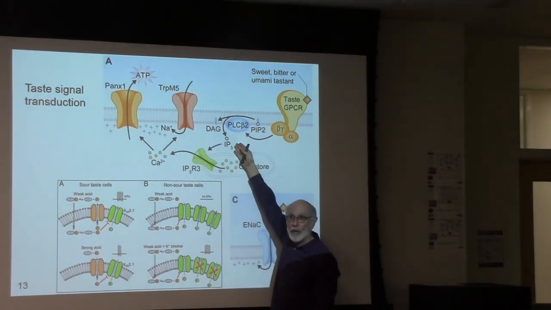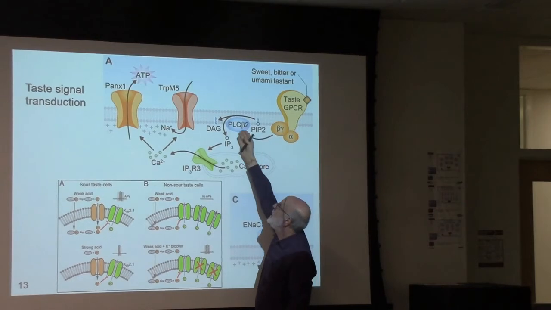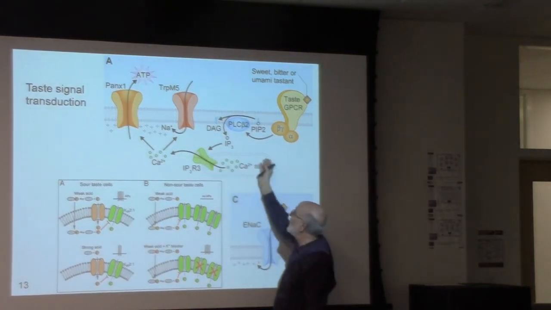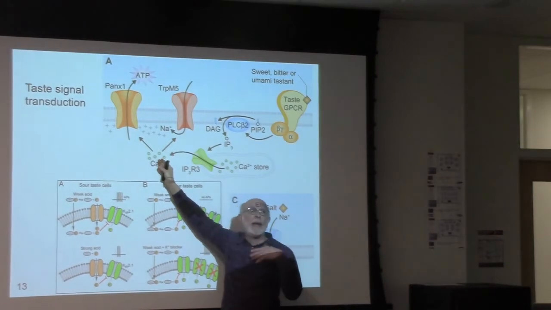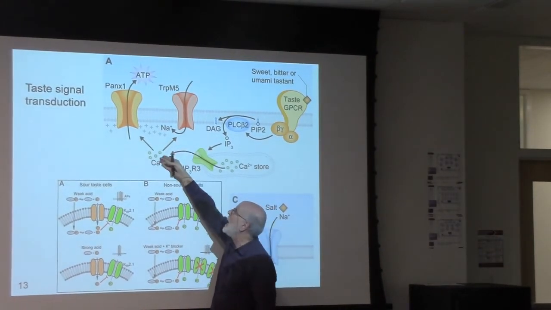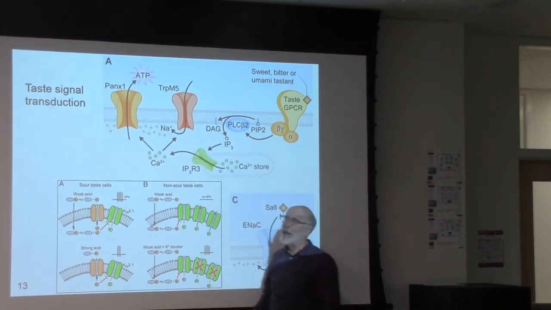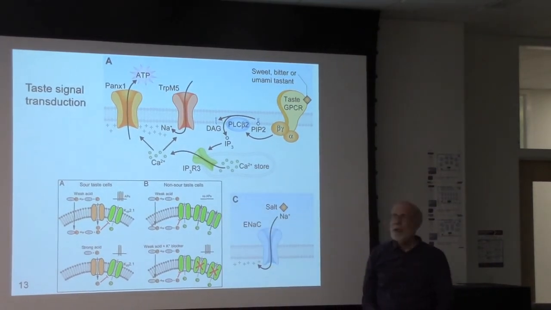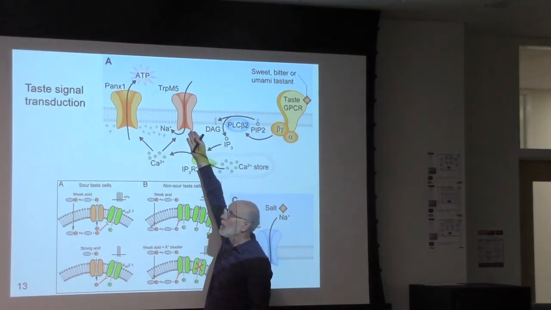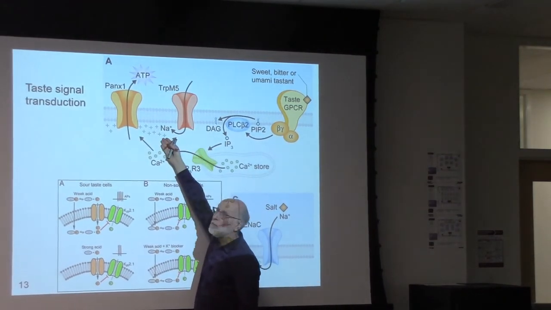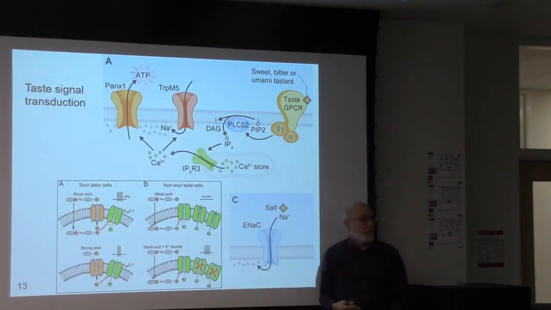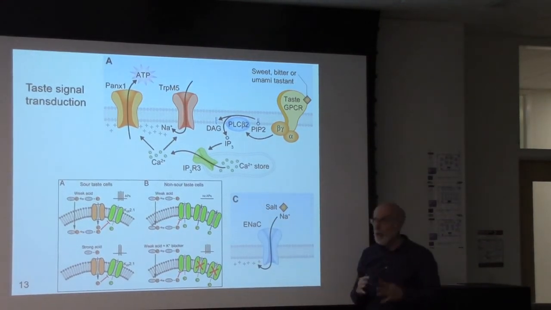So the Gq story: phospholipase C, diacylglycerol and IP3, the IP3 receptor activated in the endoplasmic reticulum, calcium release, and now the new stuff. We're not talking about PKC here. We talk about calcium-activated channels. Calcium-activated sodium channels. And so influx of sodium, depolarization of the taste receptor cell.